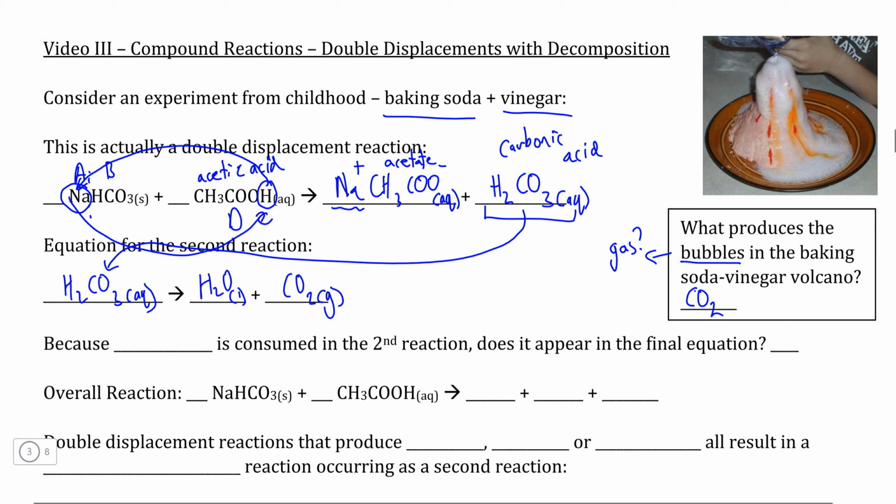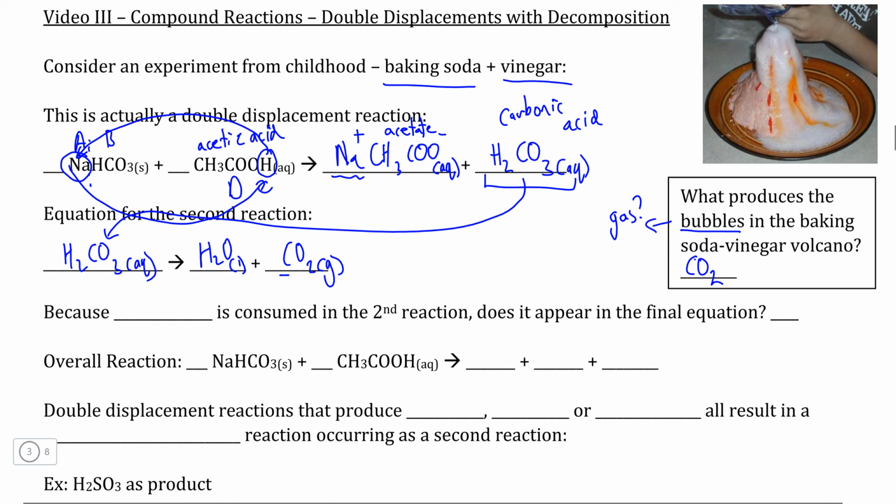In subsequent videos, we'll talk about how acids are synthesized by adding a non-metal oxide, that being a non-metal element paired with oxygen, into water in order to give us an acid. This is simply the reverse of that reaction here. So what we see is that after the initial double displacement reaction, we have a second decomposition reaction that occurs immediately after, and that is the source of the carbon dioxide that produces the bubbles in this characteristic reaction.